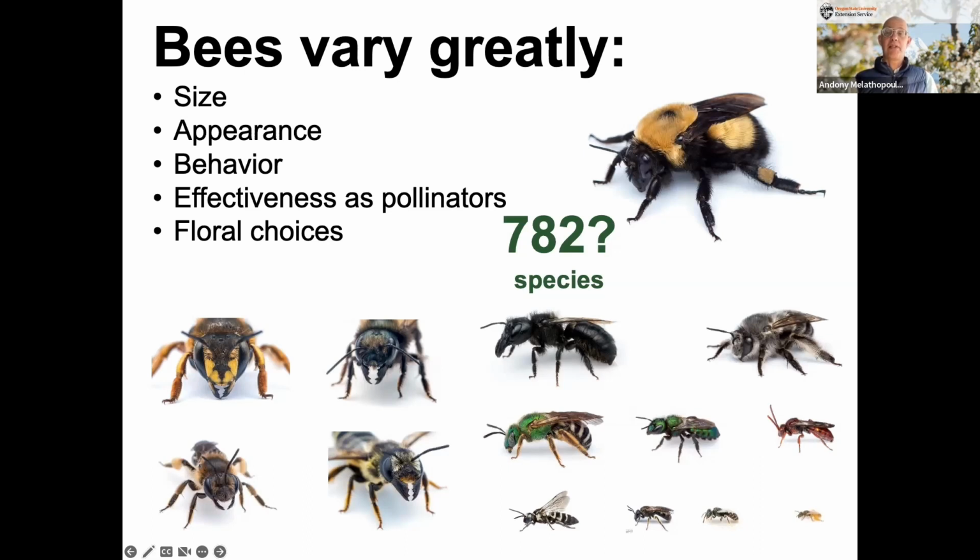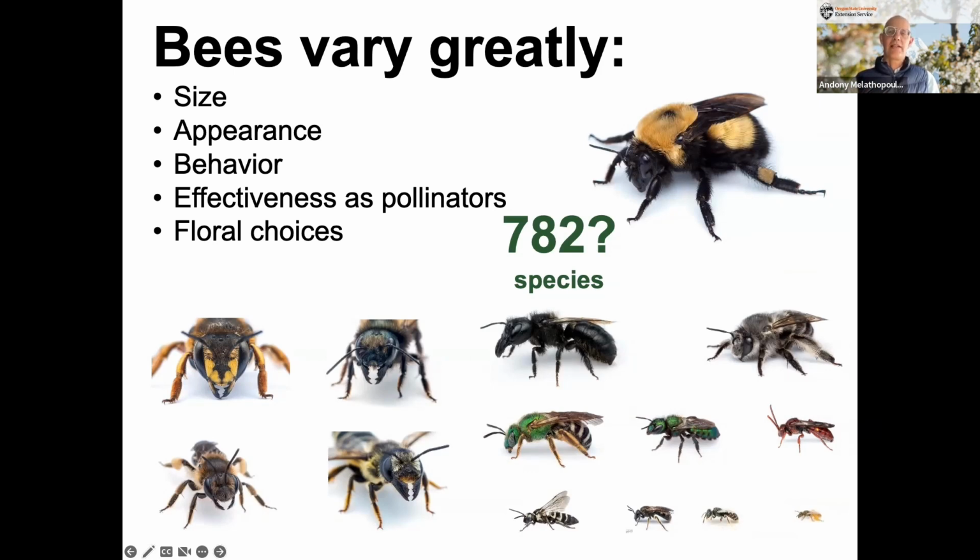Look at that bumblebee in the top right-hand corner. It's huge. And this is closely related to a bumblebee that you'll have on the east side, Morrison's bumblebee, all the way down to that bottom right-hand corner, a tiny little bee, the fairy bee in the genus Perdita. These are all bees. Some of them are red, some of them are green, some of them look like wasps. They're tricky. We have a lot of them.